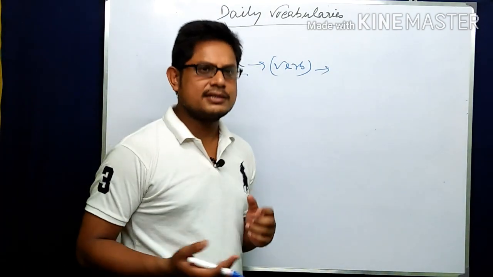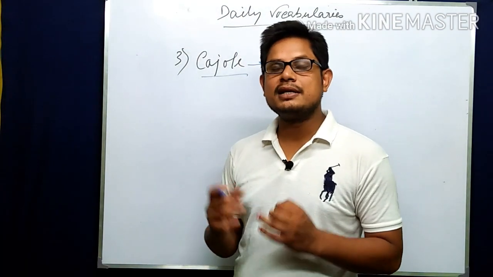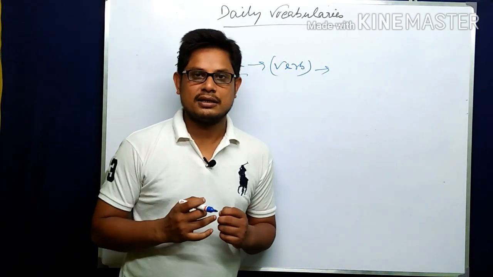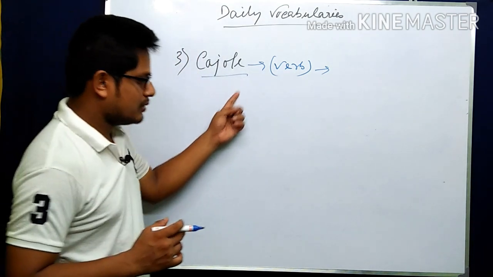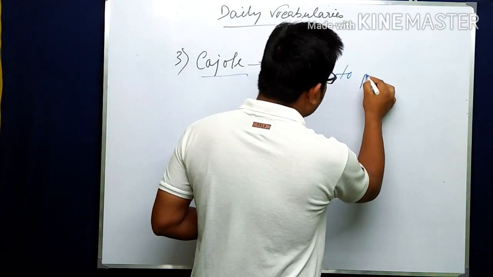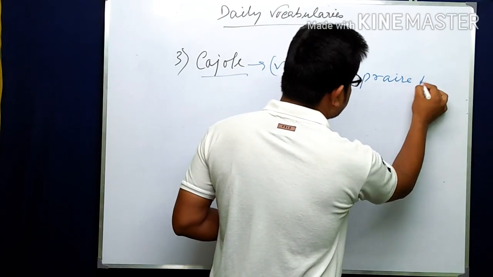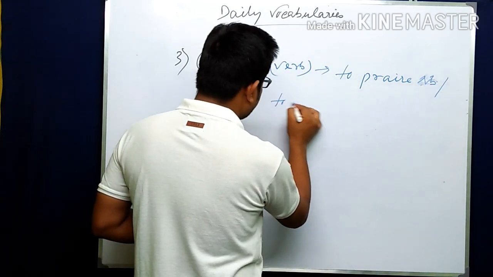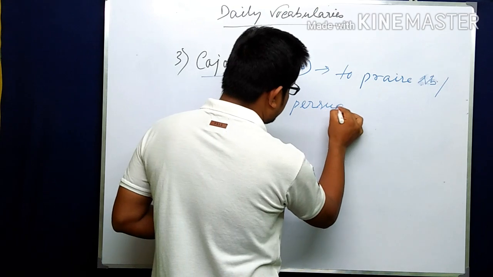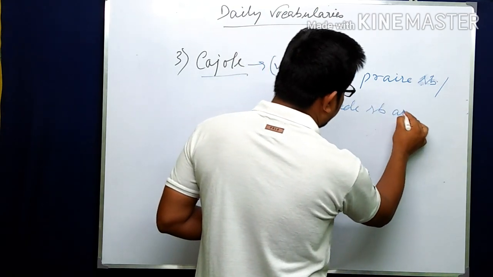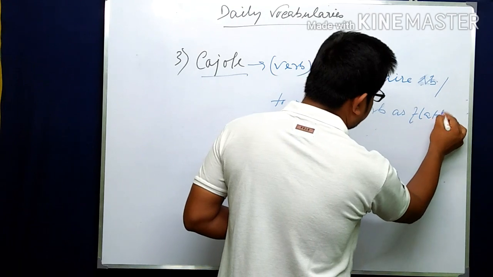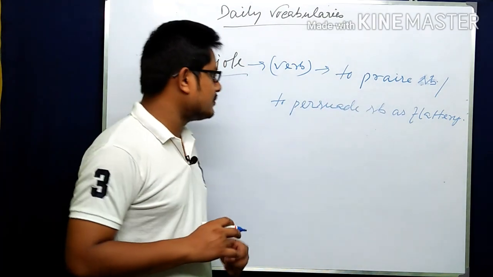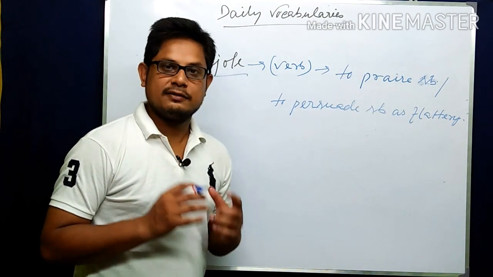Clear? So when you're praising somebody, when we persuade somebody, but we really don't mean it, it's kind of flattery. We are doing it just to get some work done. Then only you can use this word cajole. So it means to praise somebody or to persuade somebody as flattery.